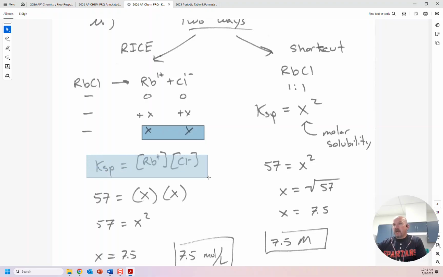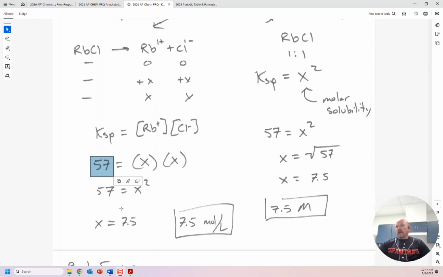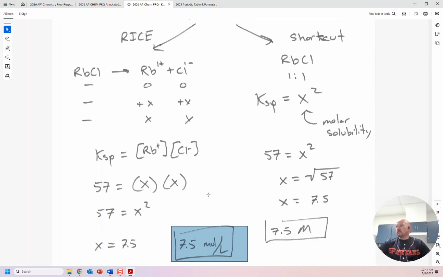We know that the expression that KSP is equal to is this concentration times that concentration. So we plug in X and X, so we get X times X. We know the value of KSP is 57. Okay, so then we just take the square root of 57. All right, so notice we're doing the same thing, and it ends up being the square root of 57, so that's our answer. So to saturate the solution, it takes 7.5 moles of rubidium chloride to saturate 1 liter of solution, right? That's what molar solubility is.